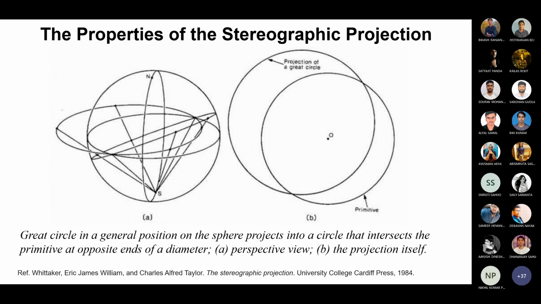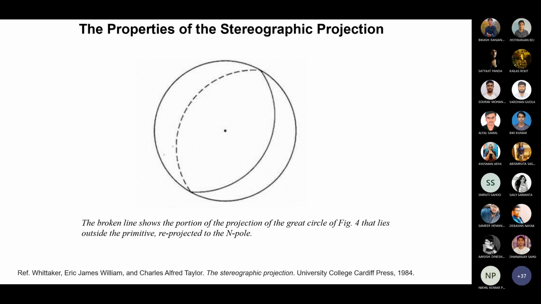If you want to see these things, you have to go to the next slide. There you can see the broken line shows the portion of the projection of the great circle that lies outside of the primitive. That actually restricts us from keeping the whole hemisphere in a particular plane. So it is better to take half of the hemisphere and project that. That will actually help you.